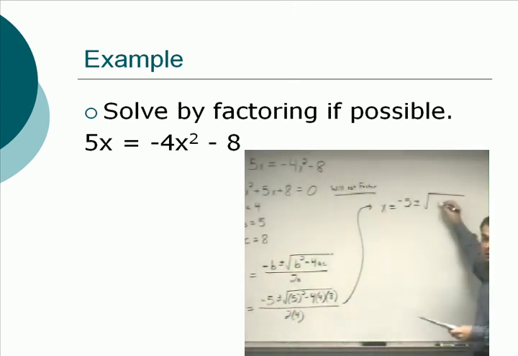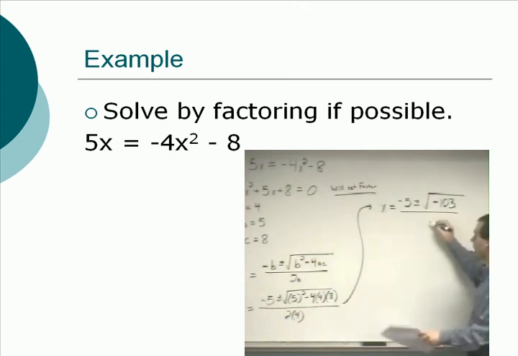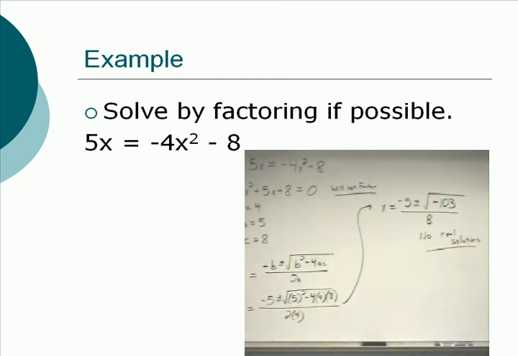Negative 103? Negative 103. Okay, well that settles the first issue. How many solutions are we going to have to this thing? None. No real solutions. And that's over 8. So there are no real solutions. For the purposes of this class, when you hit that, you're done. No real solutions, end of story.